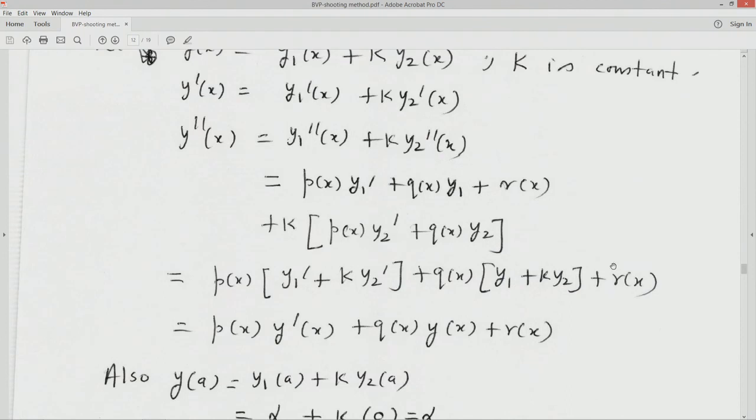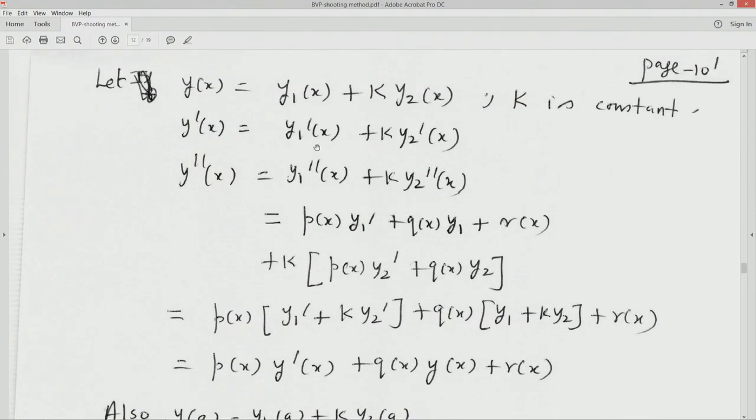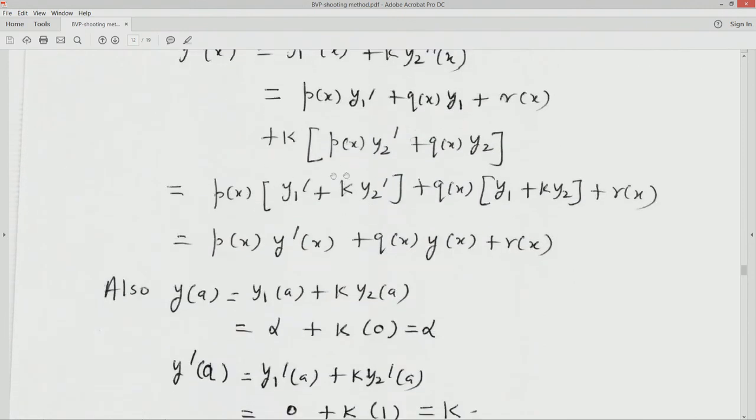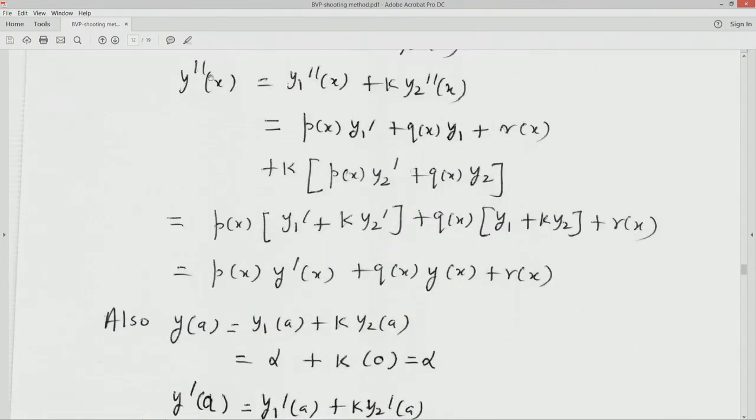But what is y1 prime plus k y2 prime? You observe that it is y prime, and y1 double prime plus k y2 double prime is y double prime. So, we substitute y1 prime plus k y2 prime as y prime and y1 plus k y2 as y. So, we get y double prime of x is equal to p of x into y prime of x plus q of x into y of x plus r of x. What is this? This is the second order linear differential equation that governs the boundary value problem.